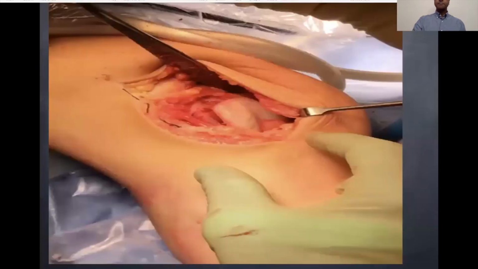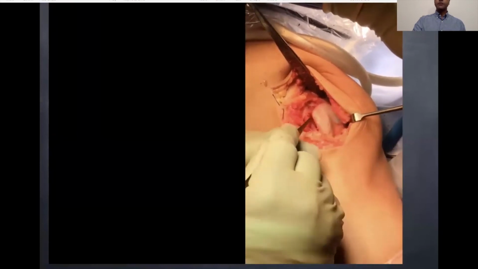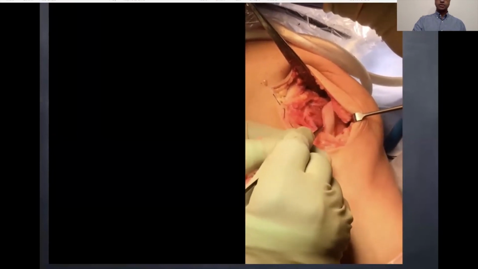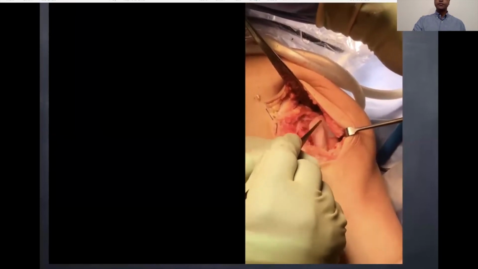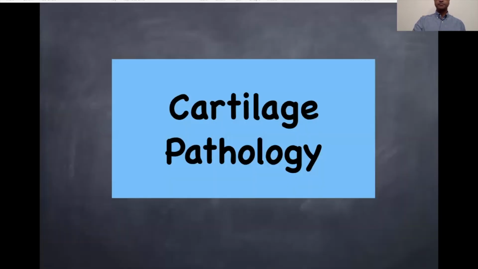After that, the osteochondral flap is made thin, and we make sure that you can fold that osteochondral flap over the newly formed trochlea. And once it is done, it is fixed with Vicryl tape, which disappears in a few weeks' time.